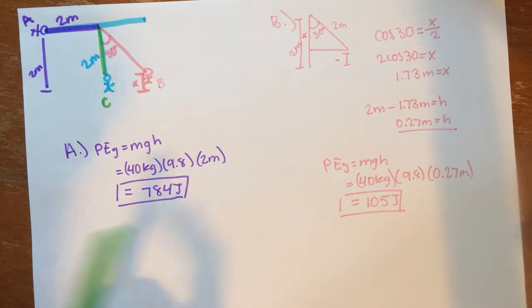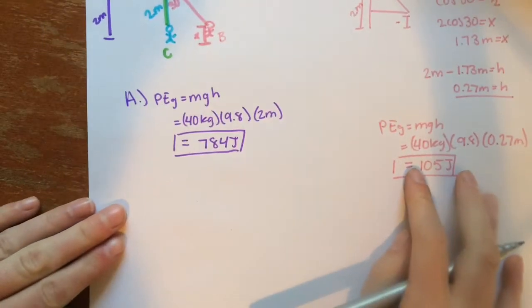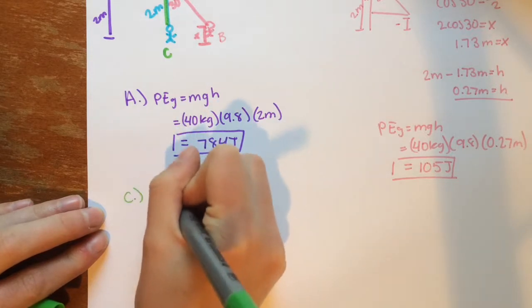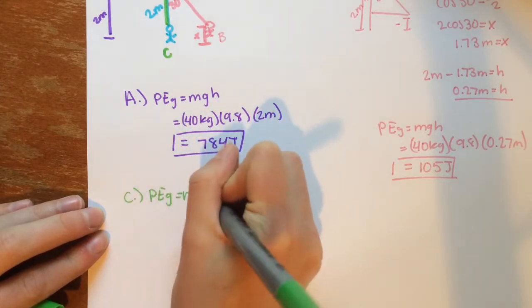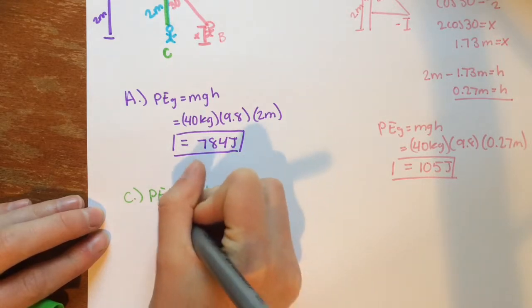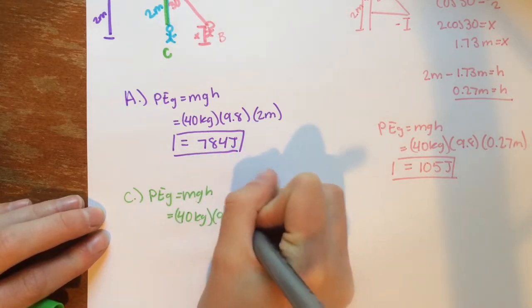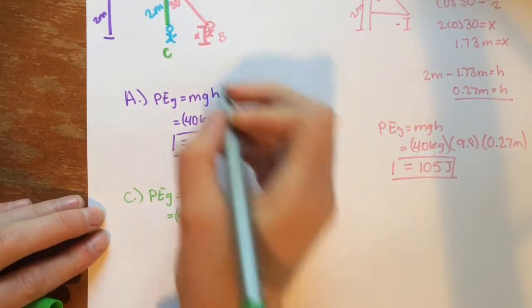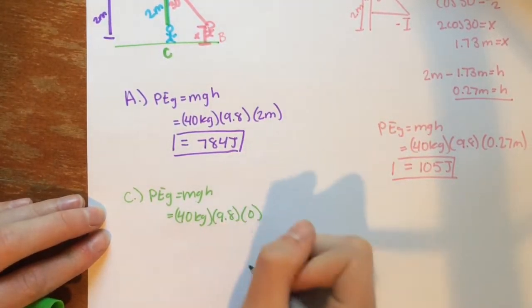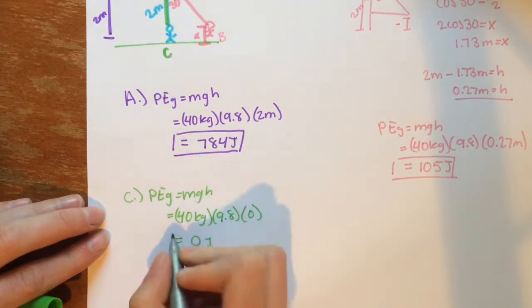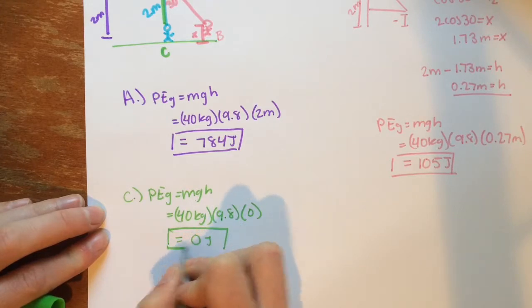And now finally, for part C, we'll refer to the picture we drew earlier. The same formula as well. Potential energy due to gravity is mass times gravity times height, which equals 40 kilograms times 9.8. And this time the child is not off the ground at all. He's level with the ground, so the height is 0, which means that in total the child has 0 joules of potential energy.